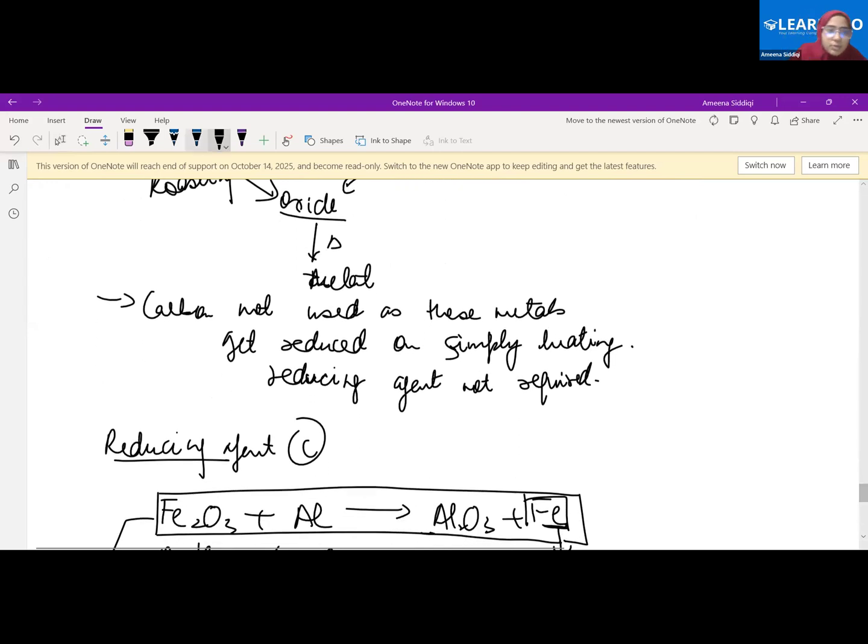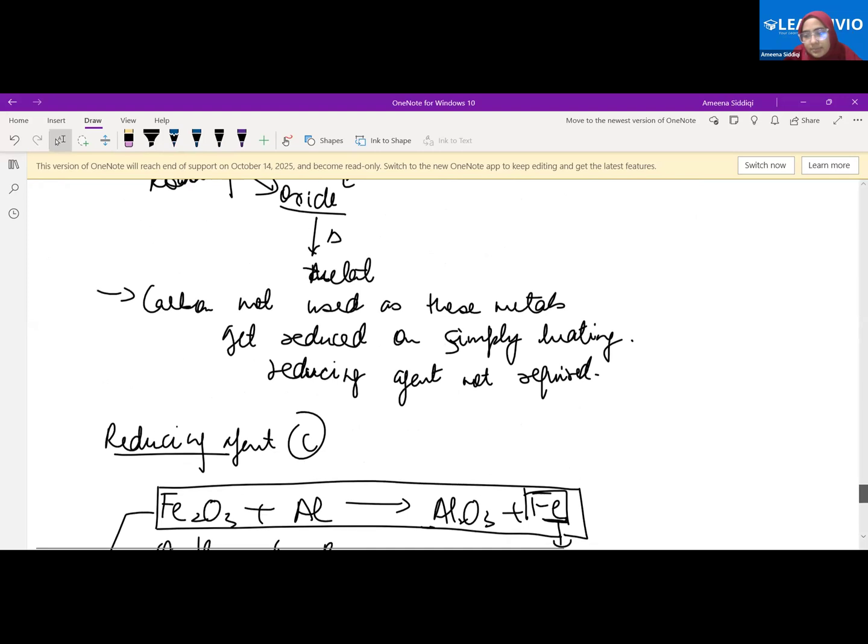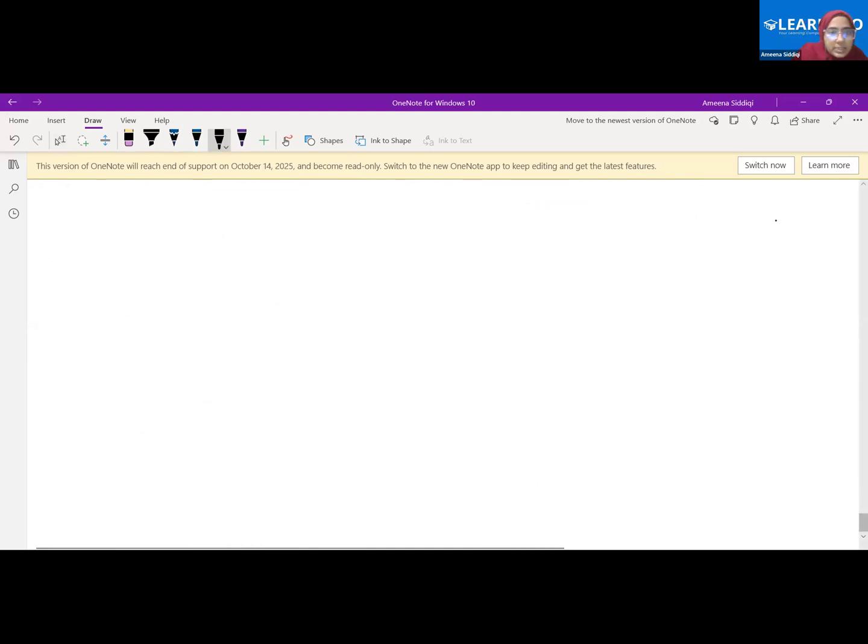Let's take the example of cinnabar. What is cinnabar? HgS, the ore of mercury. Okay. So it is like this. HgS. Now we know that mercury is a very less reactive metal, the third category of metals. So what we'll do first, we'll change it to the oxide. How can we change it to the oxide? By roasting. Why? Because it's a sulfide ore.